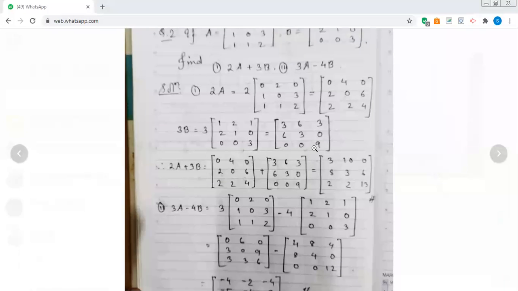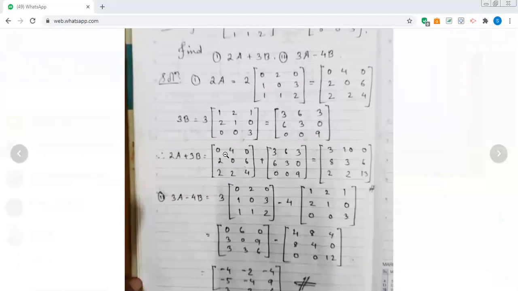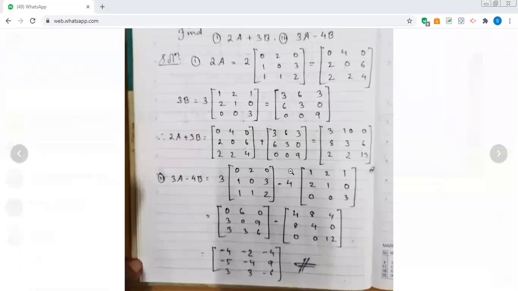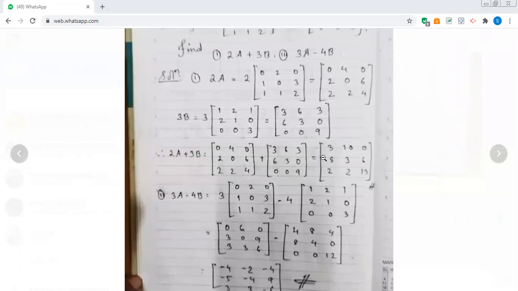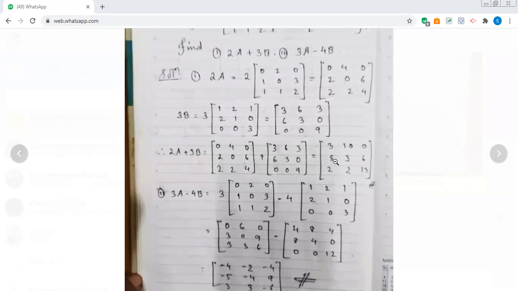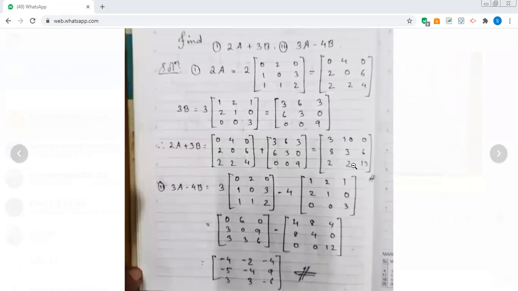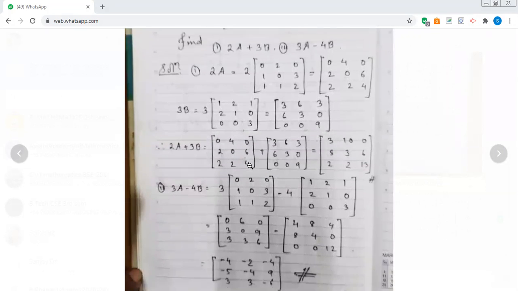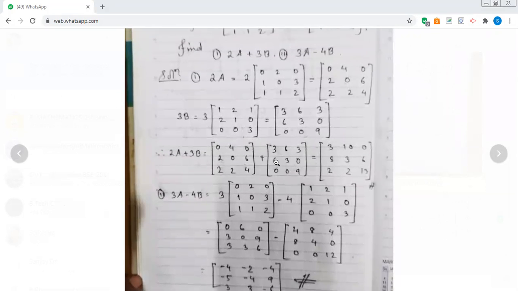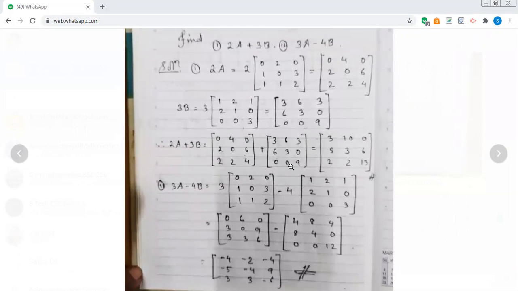So next step is what? You have to add the values of 2A plus 3B. So 2A plus 3B equals 2A का value यहाँ में लिखा matrix plus 3B का value यहाँ में लिखा. Now the result gives 3 10 0, 8 3 6, 2 2 13. How can you get this result? Okay, so listen carefully. In this line we just add the two matrices 0 4 0, 2 0 6, 2 2 4 with 3 6 3, 6 3 0 and 0 0 9.